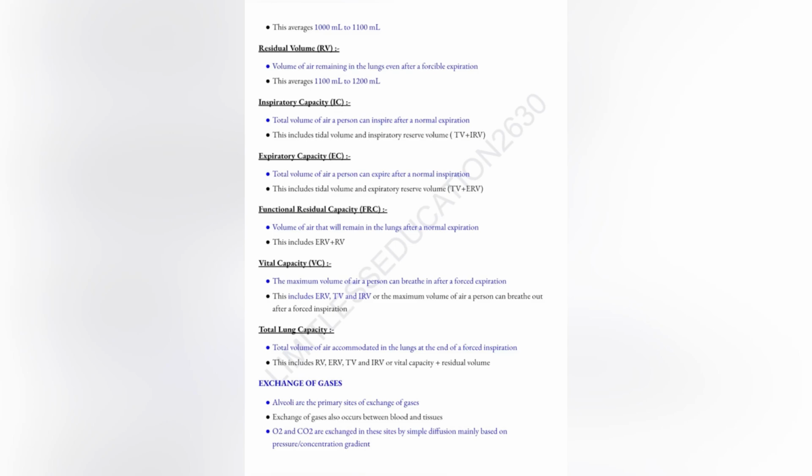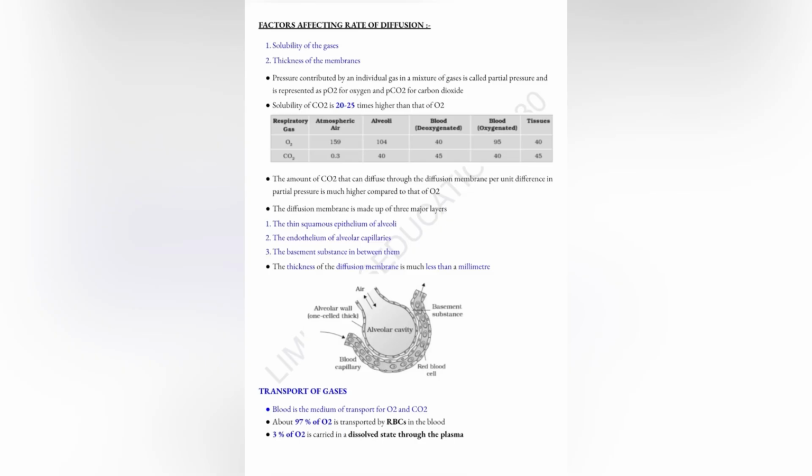Exchange of gases, where the alveoli are the primary sites for the exchange of gases. Exchange of gases also occurs between the blood and the tissues. O2 and CO2 are exchanged in these sites by simple diffusion, mainly based on the pressure or concentration gradients. Factors affecting the rate of diffusion: the first one, solubility of the gas, and the second one, thickness of the membranes.